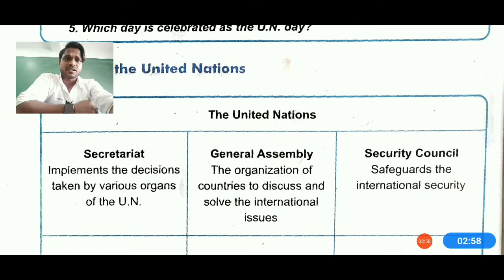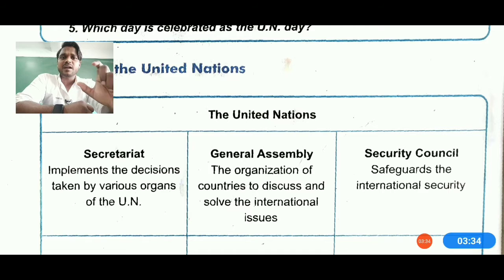The United Nations Charter is now displayed on your screen. Secretariat, General Assembly, then Security Council. The Secretariat implements the decisions taken by the various organs of the United Nations. Okay, the General Assembly, what it does is that the organization of the countries is ready to discuss and solve international issues. Means if the issues are internationally attached, then the United Nations needs to go to the Secretary General, and if it is at the international level, then we can go to the General Assembly too. Now what is the Security Council?